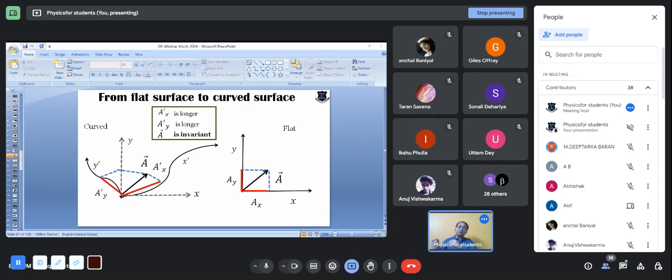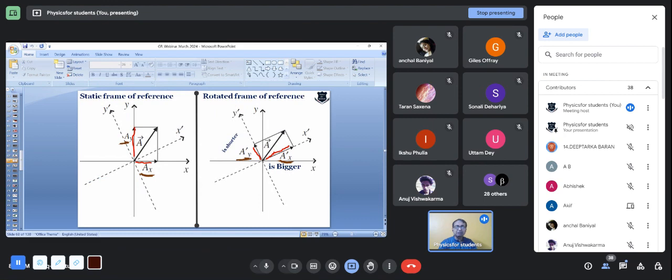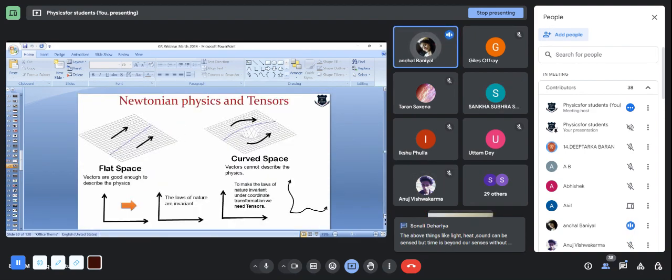But when we are moving from flat to curved, remember that the vector cannot change. If the vector changes, then we have a problem, isn't it? Here I have rotated the vector. The left-hand side is the original and the right-hand side is the rotated. You see A'x is bigger, A'y is shorter. Are you getting my point? A change of coordinates you can understand, but the vector should be the same. All of you with me? Yes, sir. The components change, the vectors remain the same.